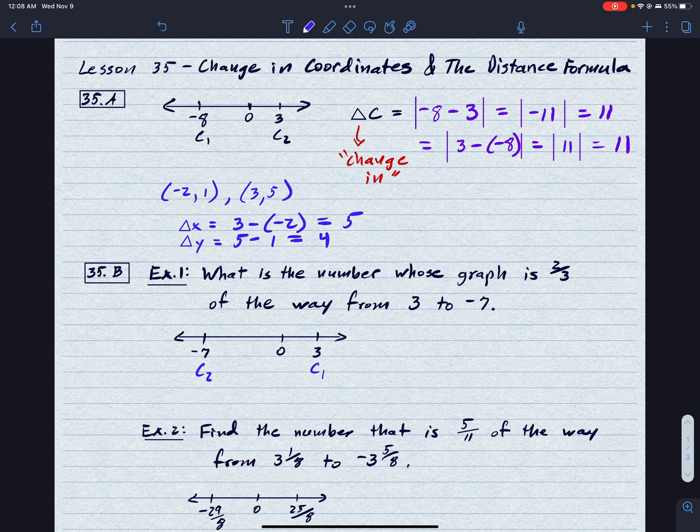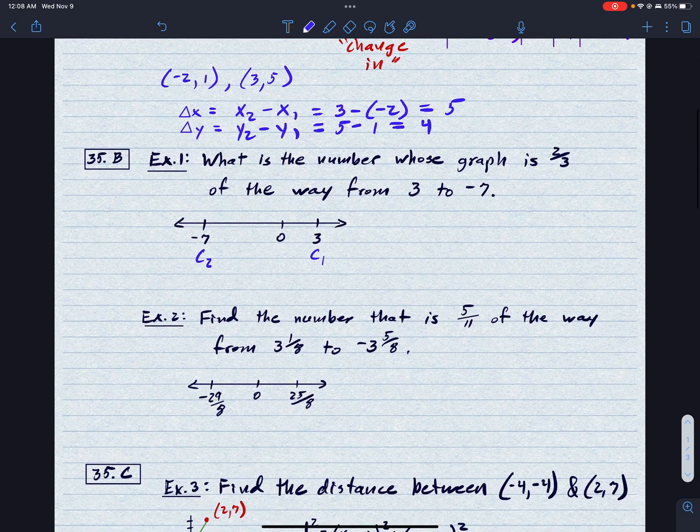Another way to represent this would be to say the change in x is x2 minus x1. It's the second x-coordinate, which we said was 3, minus the first x-coordinate. All right? And of course, on the bottom, it would be y2 minus y1. All right? So again, that's a foundational concept we've done before. Let's jump into the example.